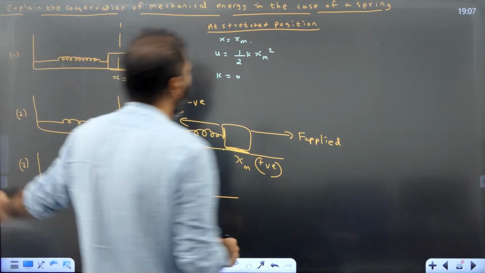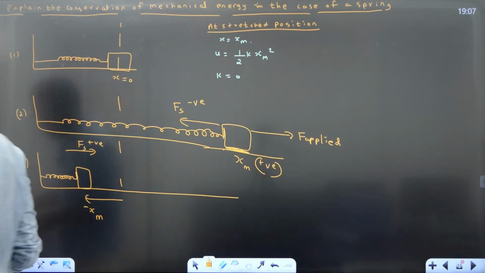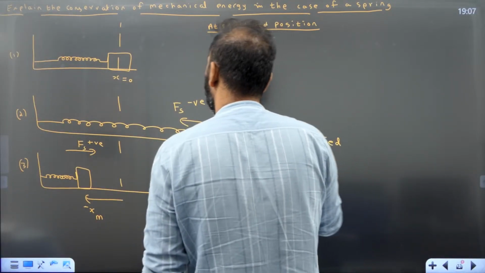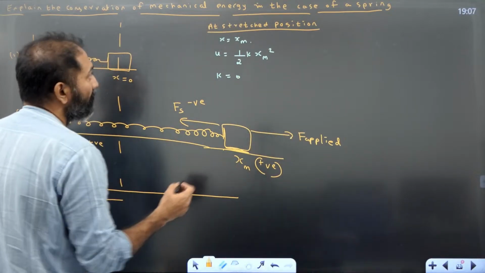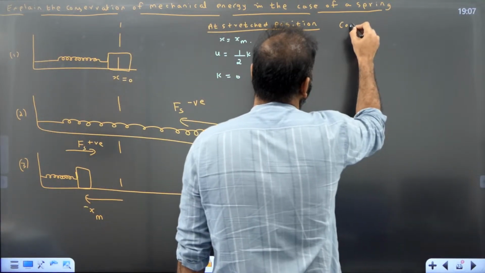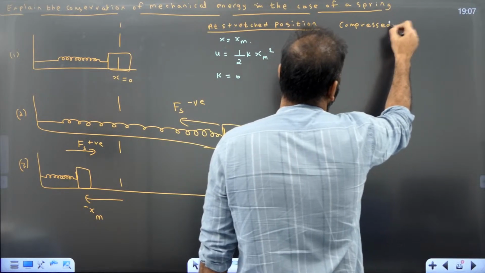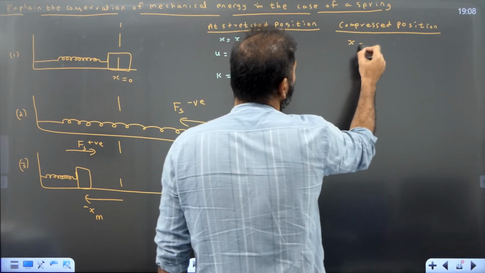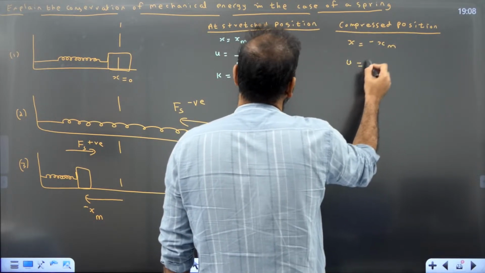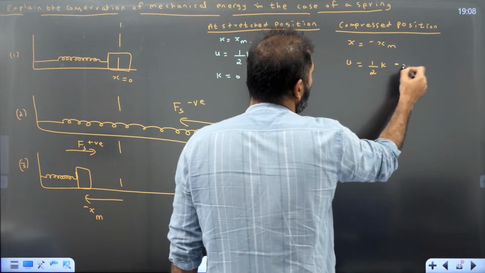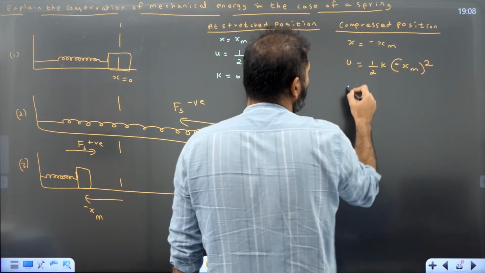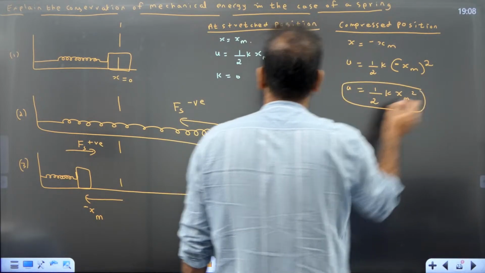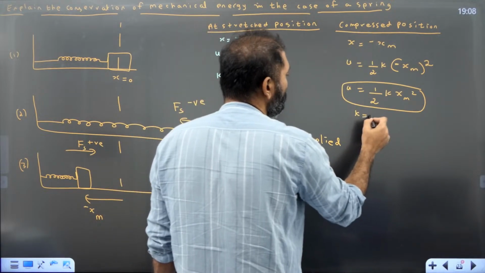This case is the stretched position. The next position is the compressed position. In the compressed position, displacement is minus x suffix m. Potential energy is half k minus x suffix m the whole square, which is half k x suffix m square. Again in the compressed position, kinetic energy is 0.